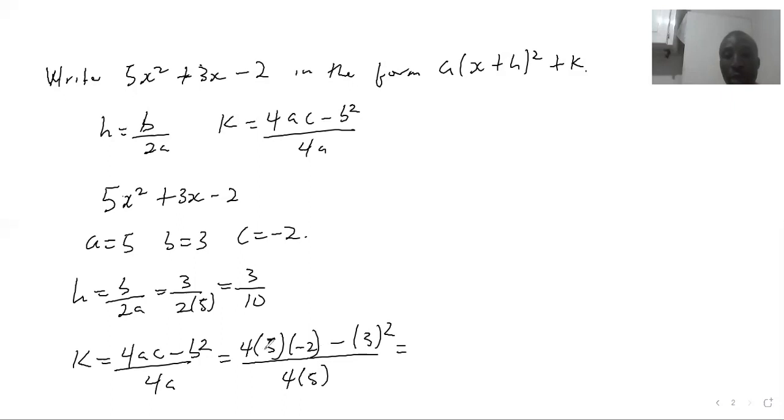Now, I'll work out this one here. 4 times 5 will give me 20. 20 times negative 2 will give me negative 40. So I have negative 40 here. Now, minus 3 squared, which would have to give me 9, minus 9, all over 20. So this will give me negative 49 over 20. That's my answer.